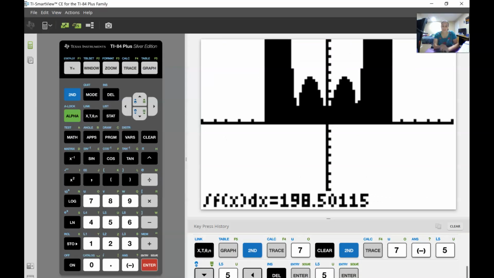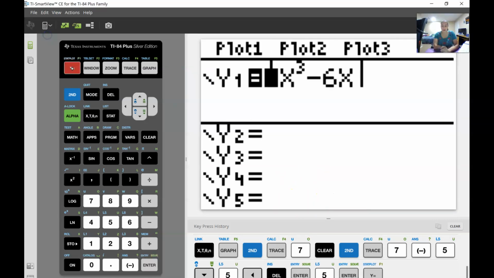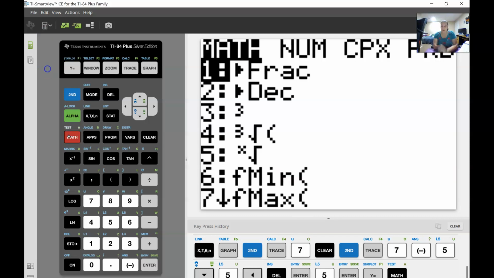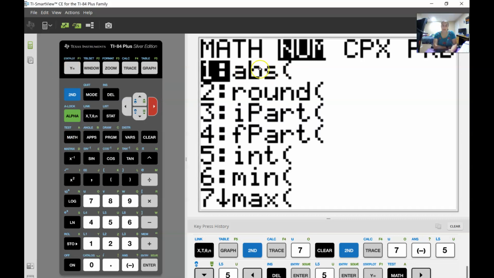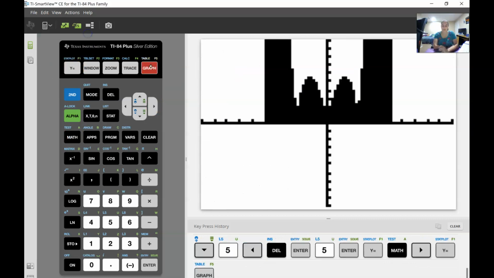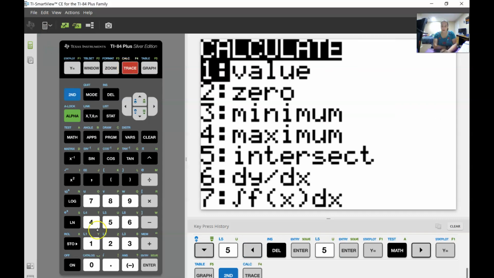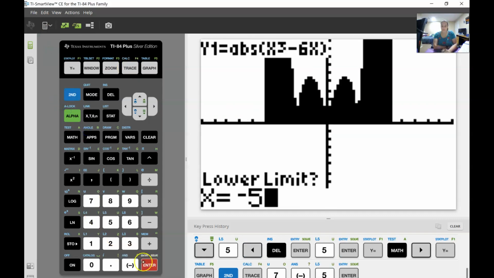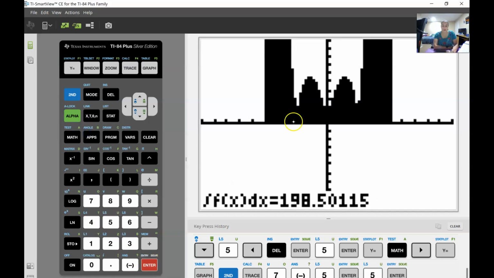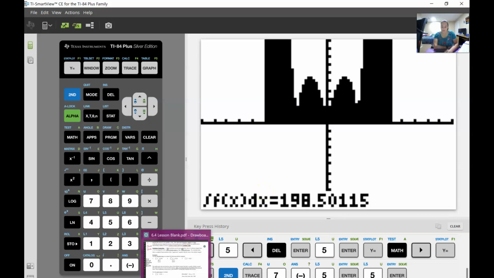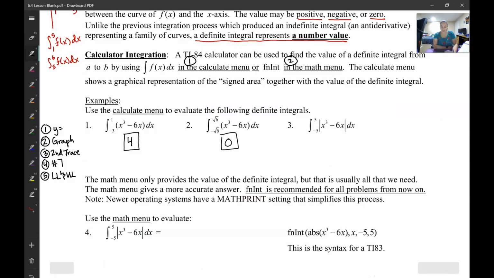Let's look at number 3. So here's my number 3. I have my equation right there. By the way, if you forgot how to do your absolute value bar, you go to math, arrow over to num, and it's number 1 right there. So I typed in my equation, here's my graph, then I did second trace, number 7, lower limit was -5, upper limit was +5, and here's all my signed area, so definitely a lot of positive, and here's my answer, 198.501. So let's go back here, 198.501, and that's the answer.